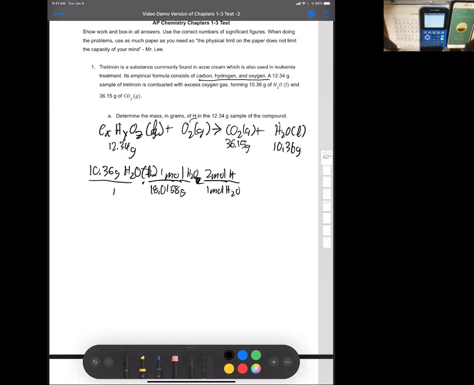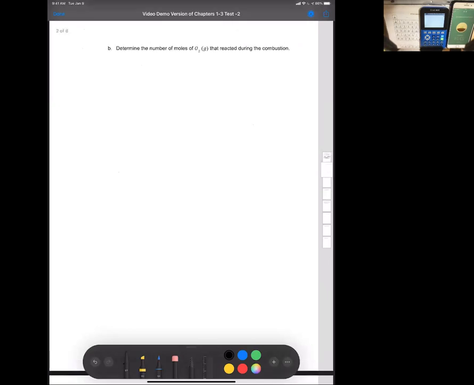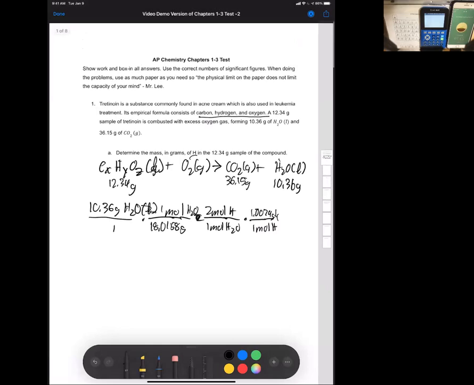And again, you want to find mass in grams, so 1 mole of H is about 1.0079 grams. All these things are canceling out. So I just plug this into my calculator: 10.36 over the molar mass, which is 18.0158, times 2 times 1.0079. And my answer equals 1.159 grams of H. Cool.